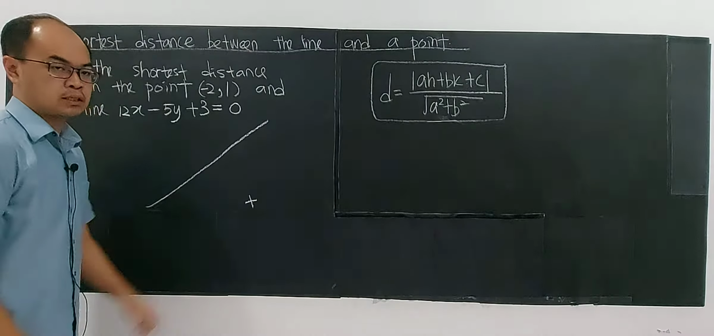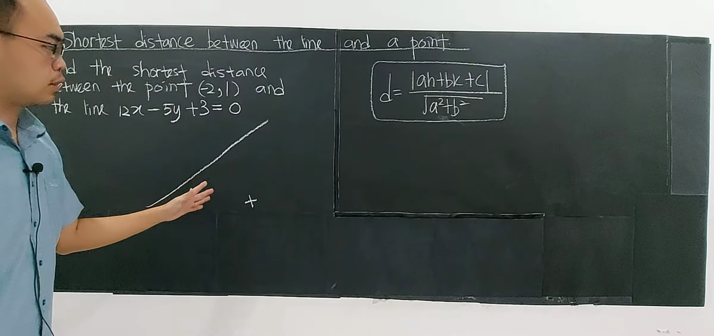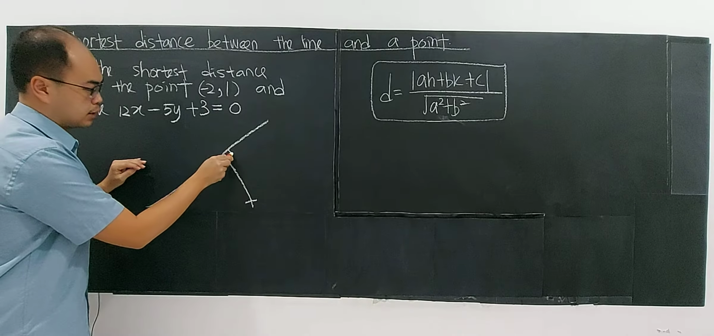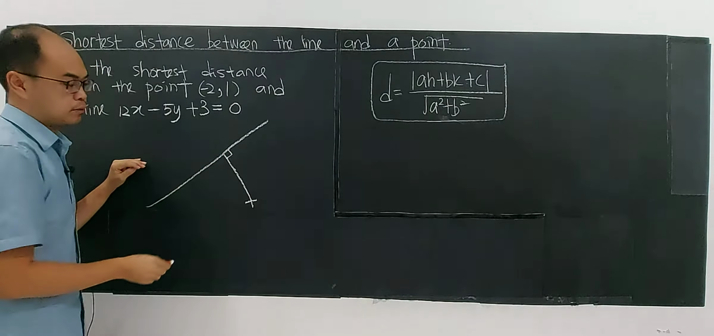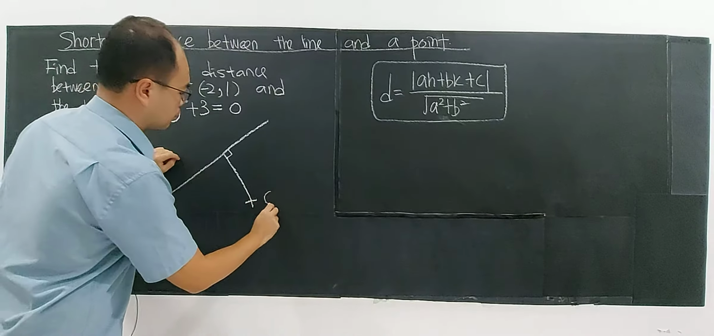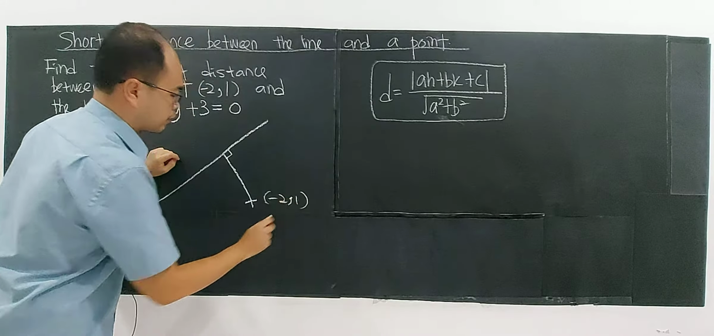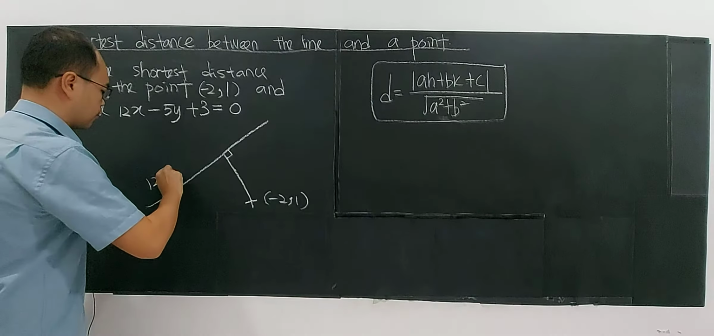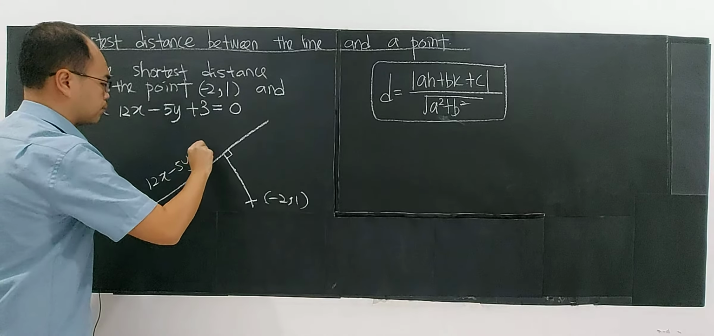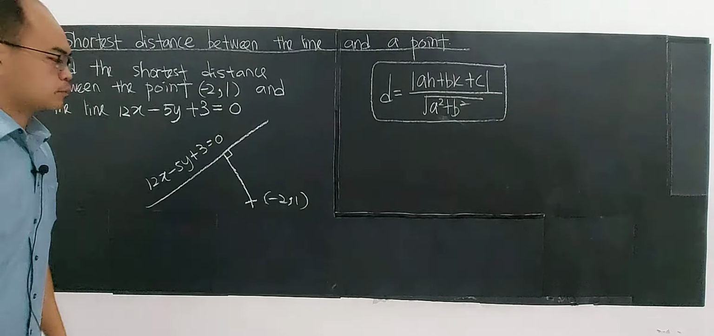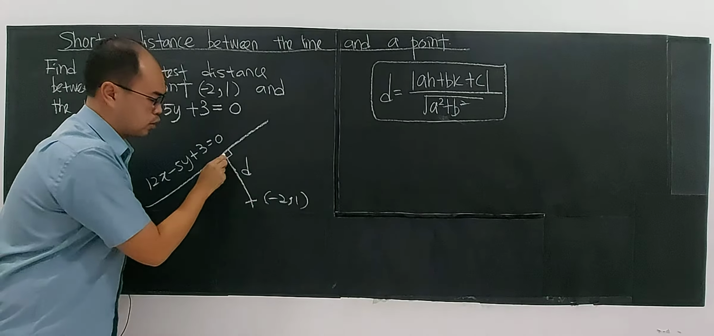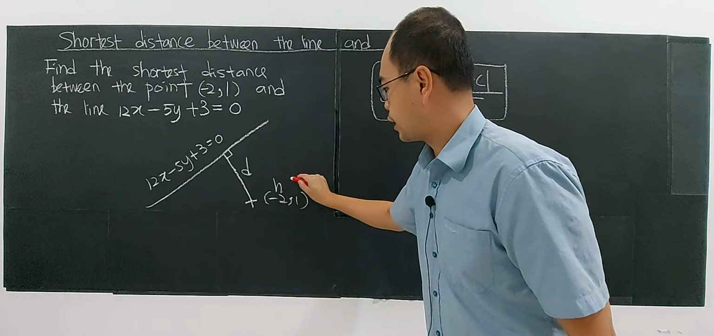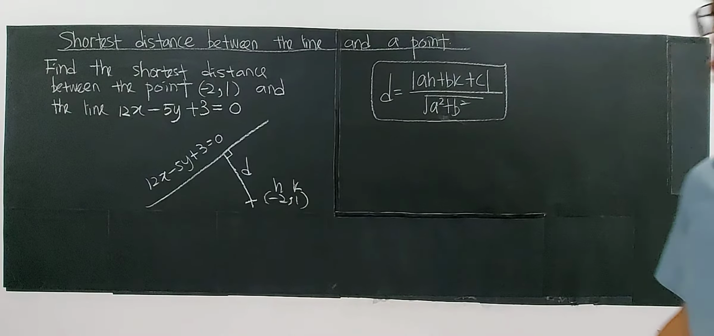So what is the shortest distance? This diagram is just to show you how to find the shortest distance from a point to the line. The shortest distance will always be perpendicular. For this example, the point here will be -2, 1. And the line, this is already given in the general form, 12x - 5y + 3 equals 0. To find the shortest distance from this point to this line, very simple, this will be your h and this will be your k.